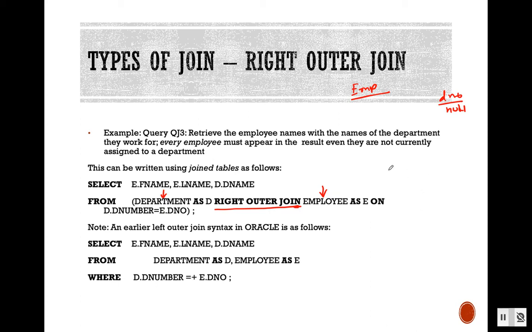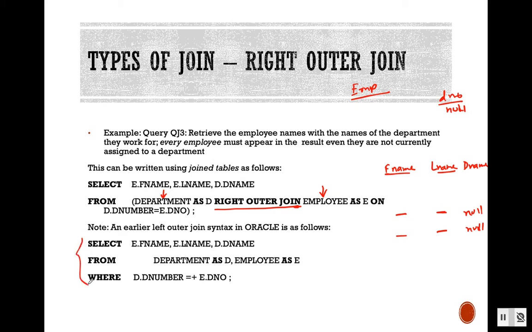It will look like this: F name, L name and D name. We can have some employee where D name equals null. D name equals null means the DNO is null, so they do not have any department name, and those results will be padded with null.